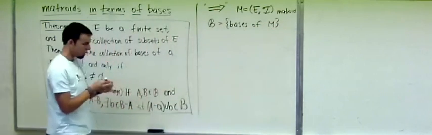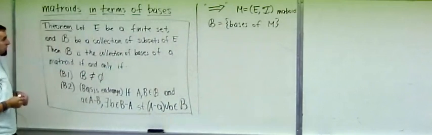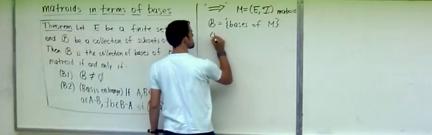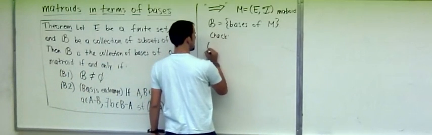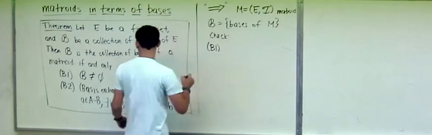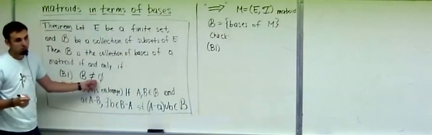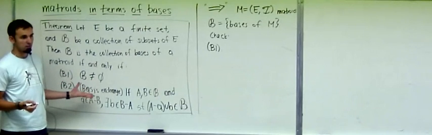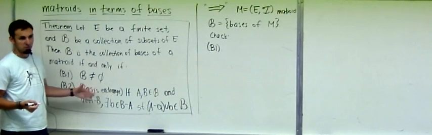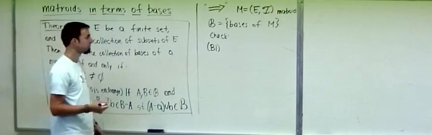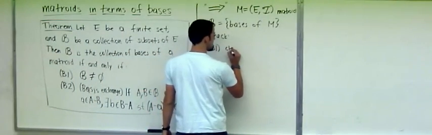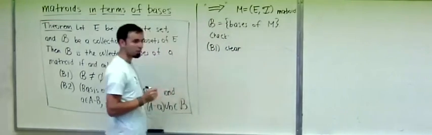Okay. We need to show that this collection B satisfies these two axioms. So we need to check, first, axiom 1. There is at least one basis. Well, that's definitely true, because there is at least one independent set. And so that means there's at least one maximal independent set. So this is clear. There's not much to say there.